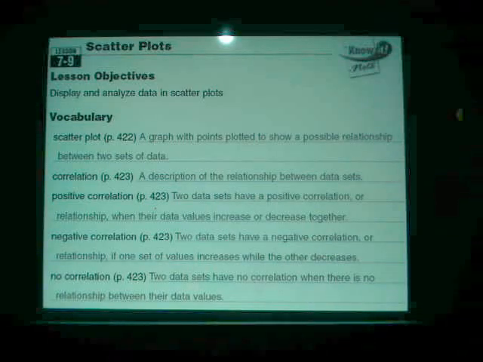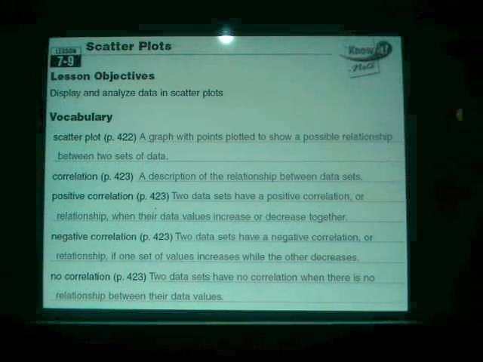Begin with scatter plot. A scatter plot is a graph with points plotted to show a possible relationship between two sets of data. Correlation is a description of the relationship between data sets.